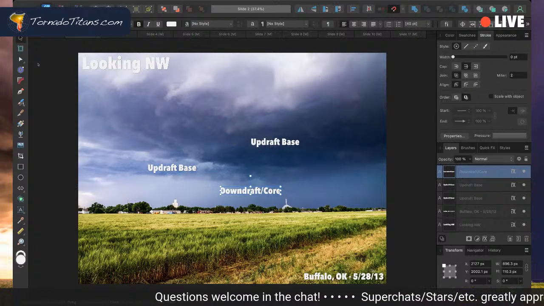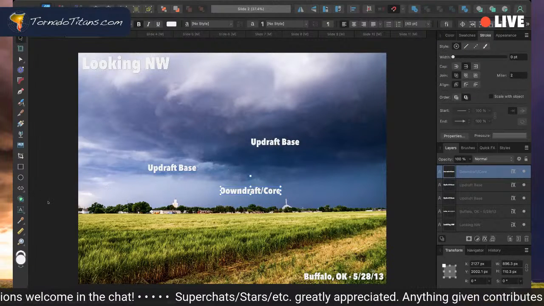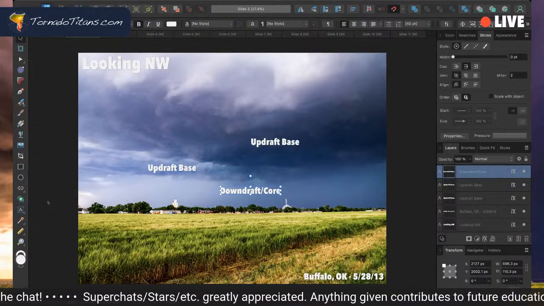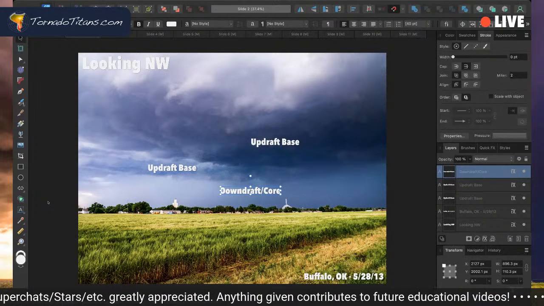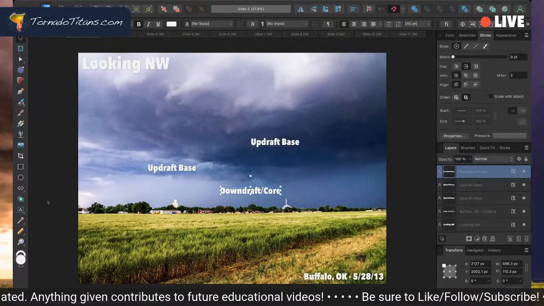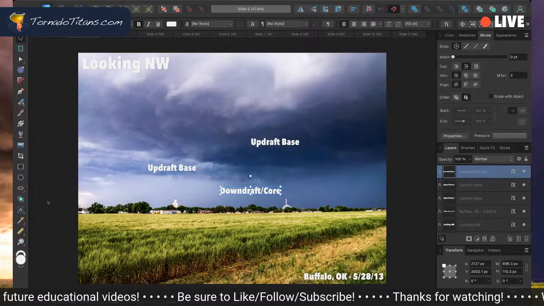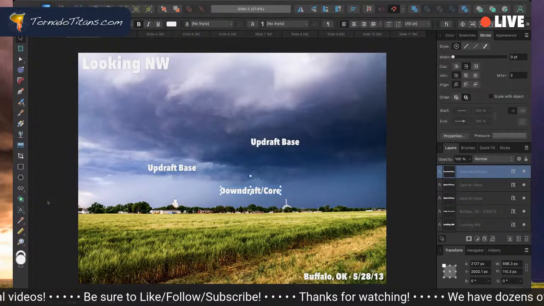So we're looking northwest here, and we got a couple of updraft bases. We got a downdraft / core. We just had a supercell start merging into this. Something that I want to push in this class tonight is that just because you have a rain-free base doesn't mean you have a supercell.